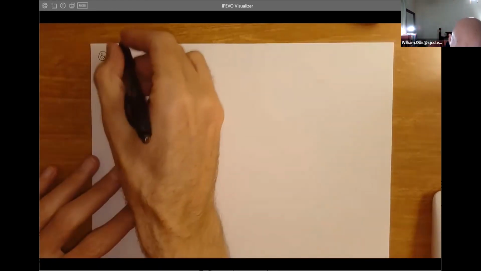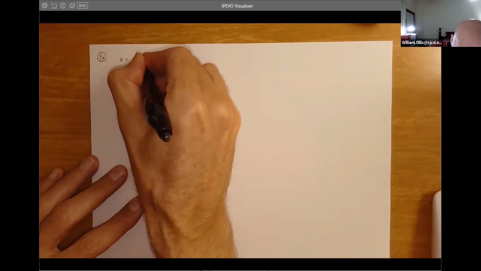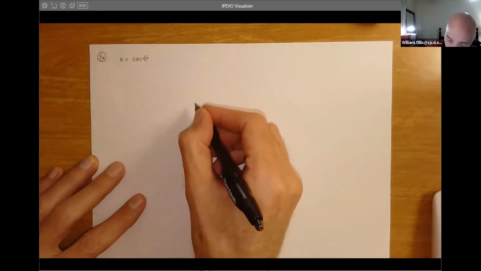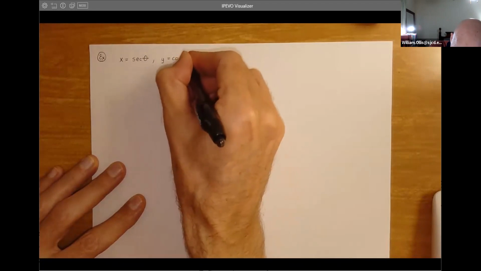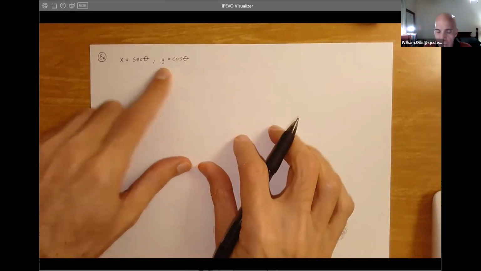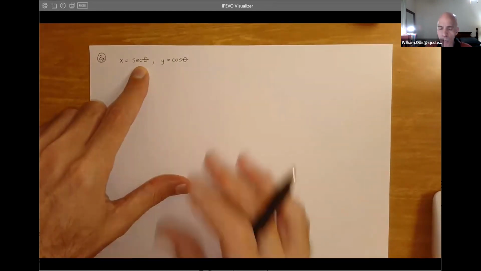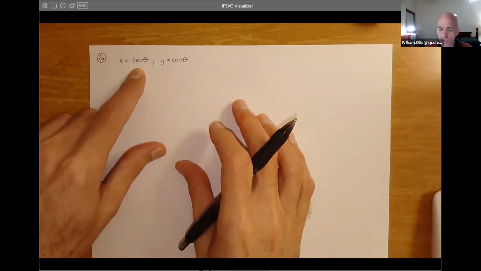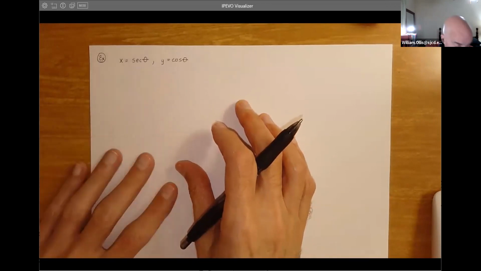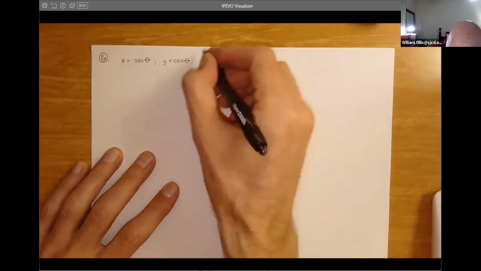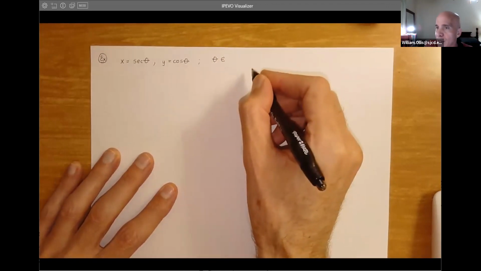So now let's look at another one. I thought this was an interesting one. We have x is equal to secant theta. So now good old trigonometric functions, and y is equal to cosine theta. Now for this particular problem, again, you would have to kind of go out on a limb and say, well, we're just going to be interested in certain values of t because we know this has issues at odd multiples of pi over 2.